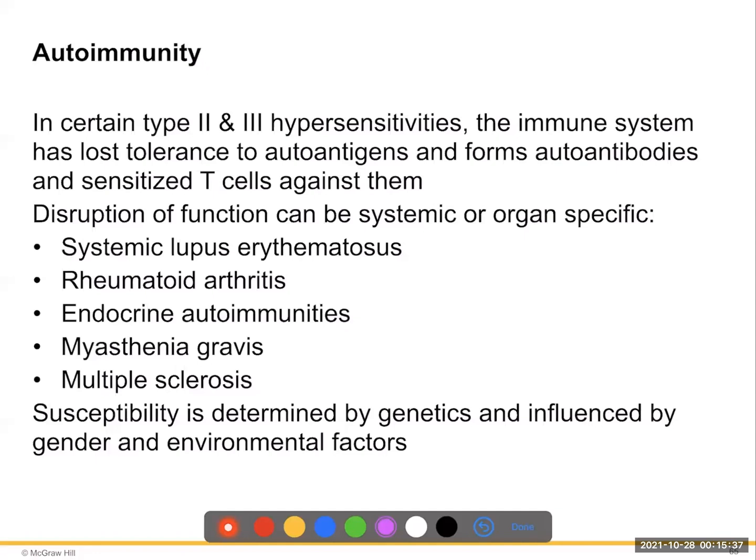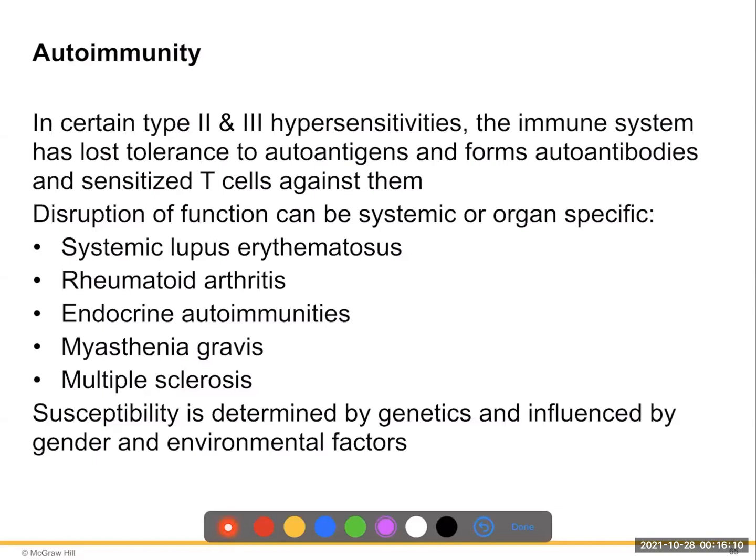Autoimmunity. So in certain types of type 2 and type 3 hypersensitivities, the immune system has lost its tolerance to autoantigens. It means it doesn't distinguish autoantigens as self. It forms autoantibodies and sensitized T cells against them. So in these types of diseases, where the immune system has lost its ability, which happens with age, genetic conditions, or different diseases like AIDS, the body finds these antigens and starts to recognize them as foreign, even though they're self.